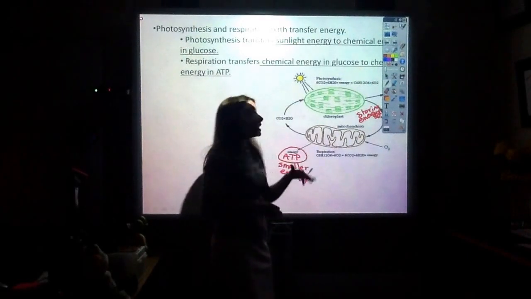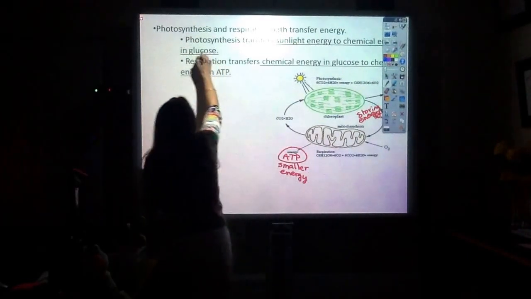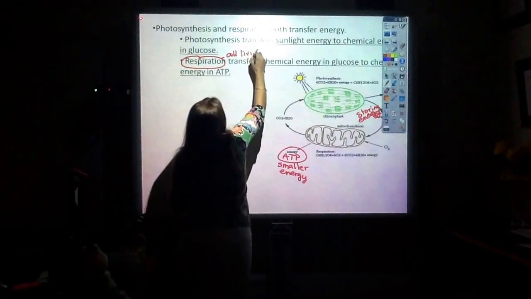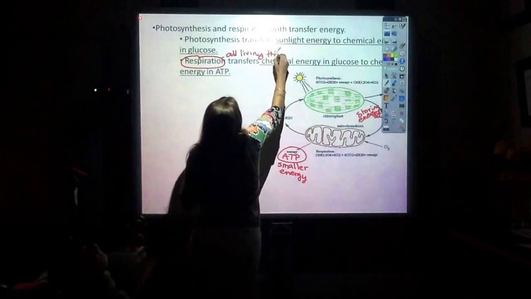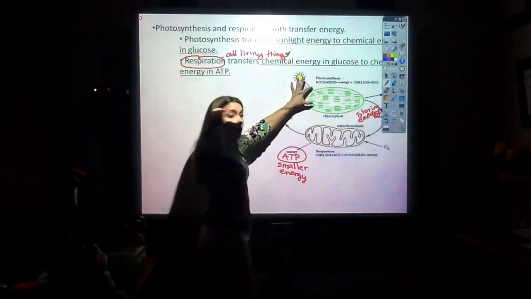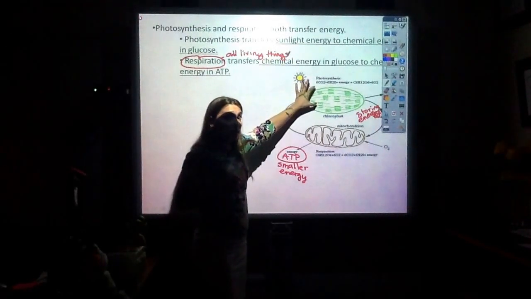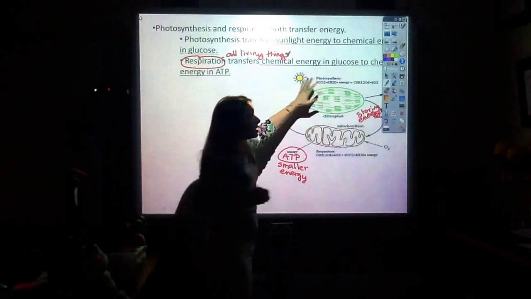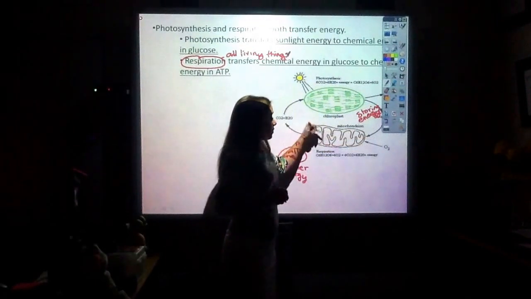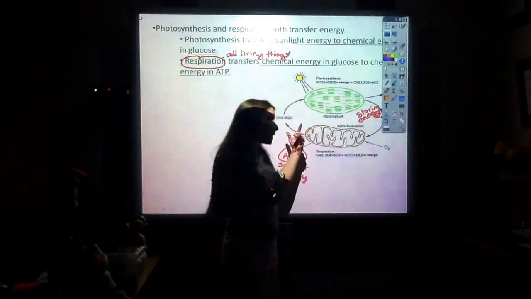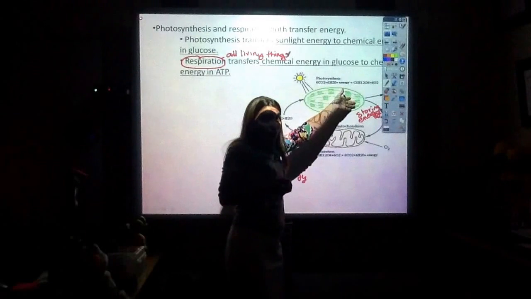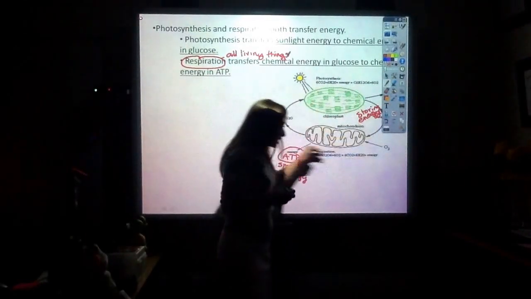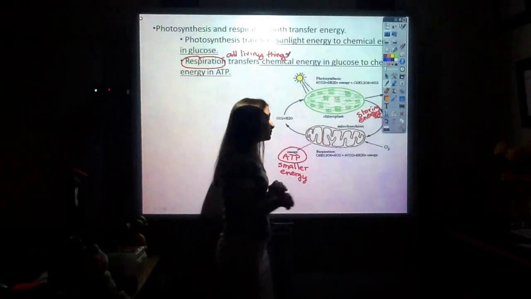Now keep in mind, all living things perform respiration. All living things. Only plants and plant-like organisms perform photosynthesis. So a human, a whale, a cat can't do photosynthesis. But every living thing will do respiration. The plant actually has to build sugar, and then if it wants ATP, the plant has to break down the sugar to get ATP.